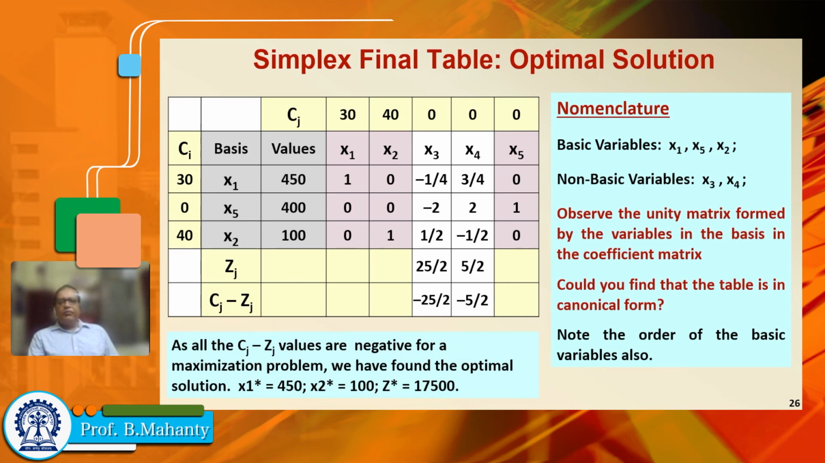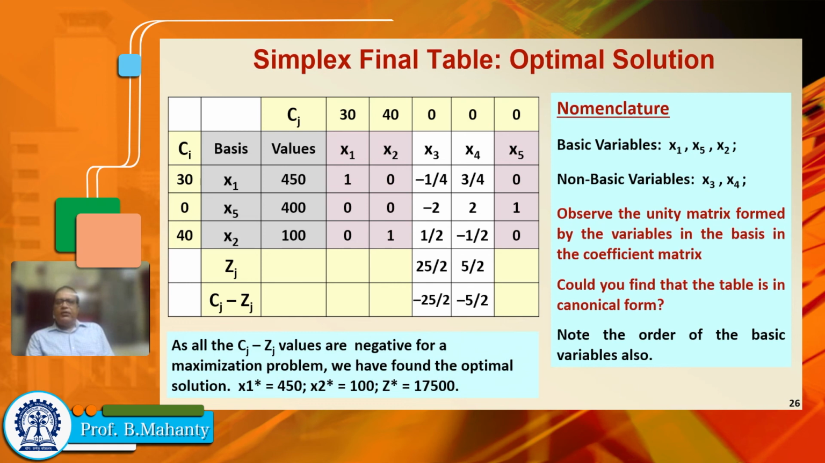And what are the optimum solutions at this level? All the Cj minus Zj values are negative for a maximization problem. And we have found the optimum solution: x1 star equal to 450, x2 star equal to 100, and z star equal to 17,500. Now, before we proceed, we have to see certain other interesting things.